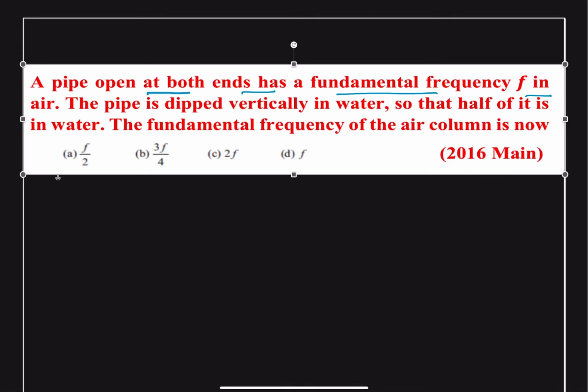A pipe open at both ends has a fundamental frequency f in the air. The pipe is dipped vertically in the water so that half of it is in water. The fundamental frequency of the air column is now.